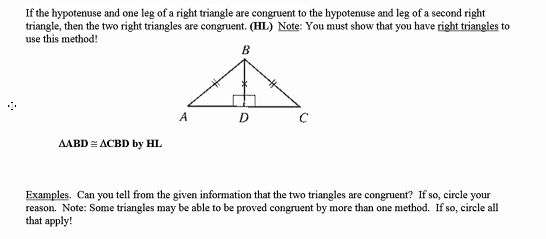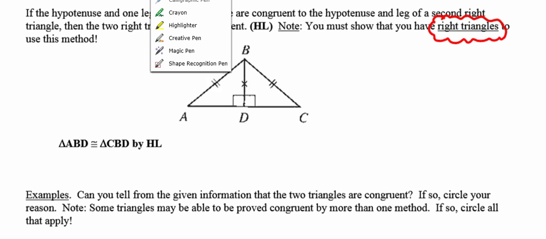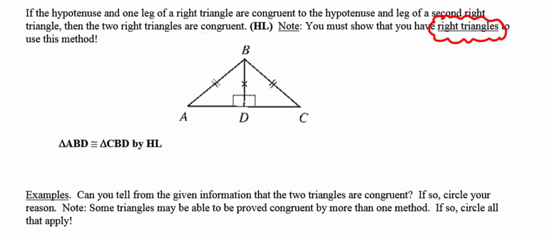And this says if the hypotenuse and one leg of a right triangle are congruent to the hypotenuse and leg of a second right triangle, then the two right triangles are congruent. And it's really important that we have right triangles in order to use this method of proof. If the triangles aren't right triangles, then this doesn't work. So when looking at the diagram, it's important to look for the right triangles. So note the right angles, making those triangles right triangles.